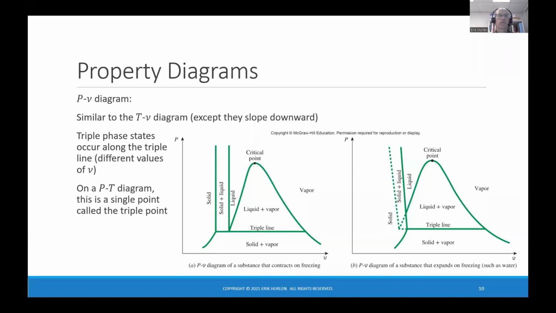Here are some more examples of PV diagrams. They're similar to the TV diagrams seen previously. Here we see the states of the matter drawn on the curves as well. The triple line defines where the substance can exist in all three phases. On a PT diagram, the triple line is a single point called the triple point.